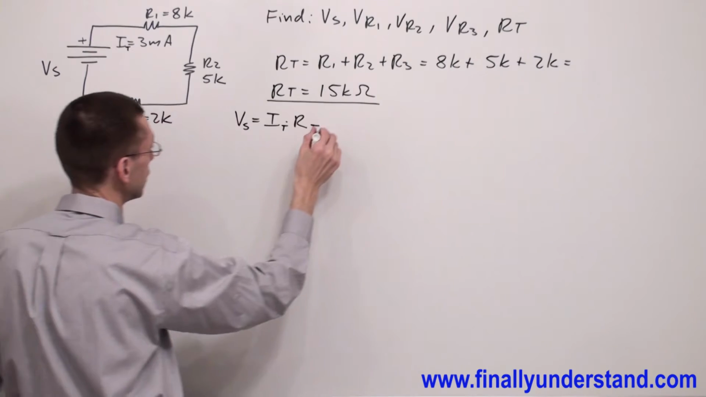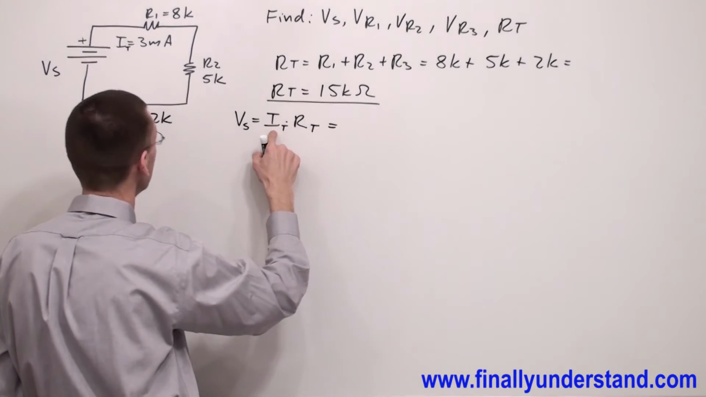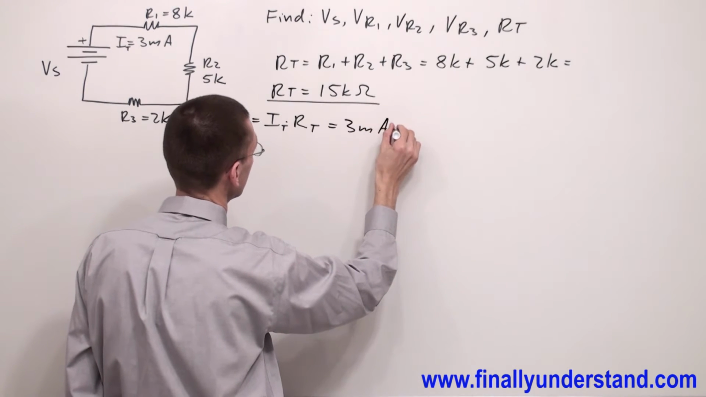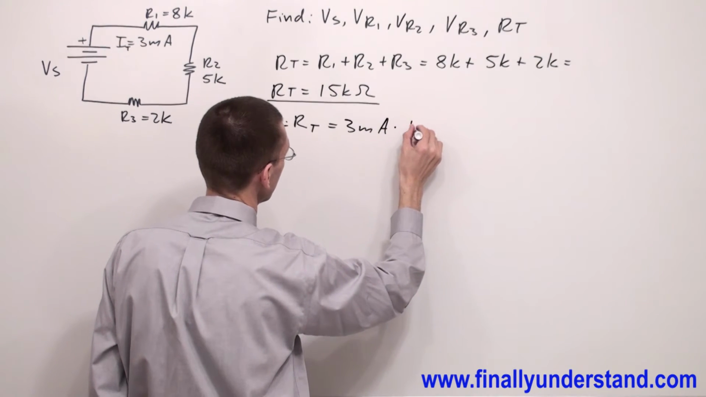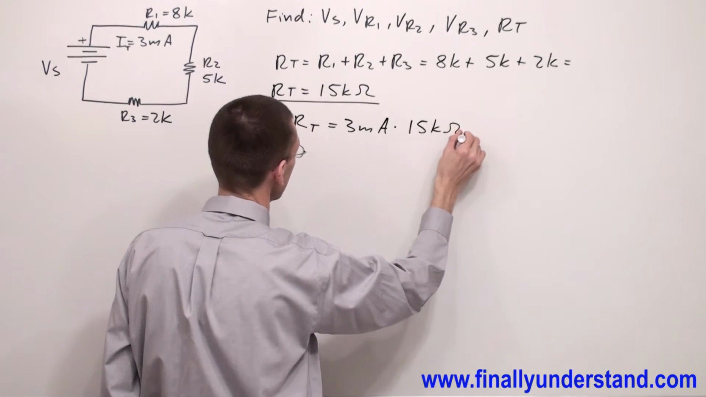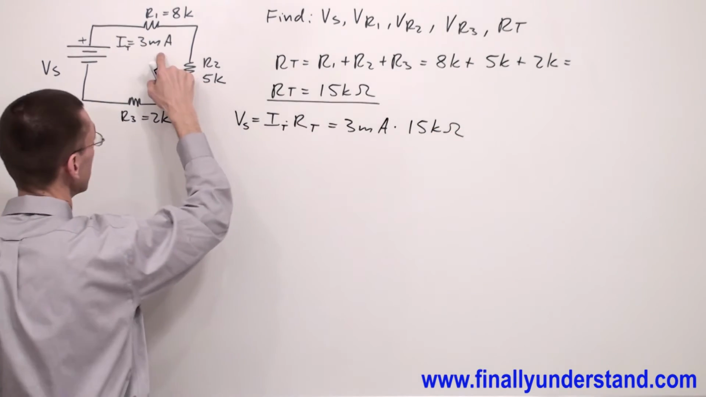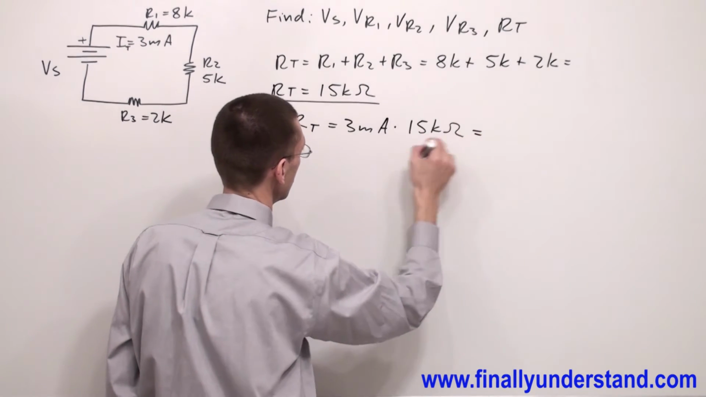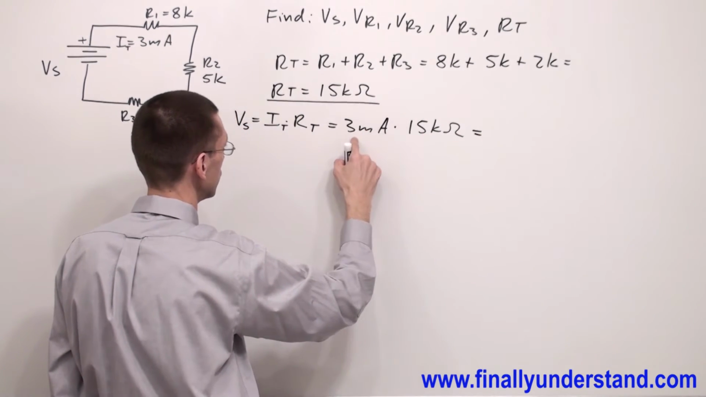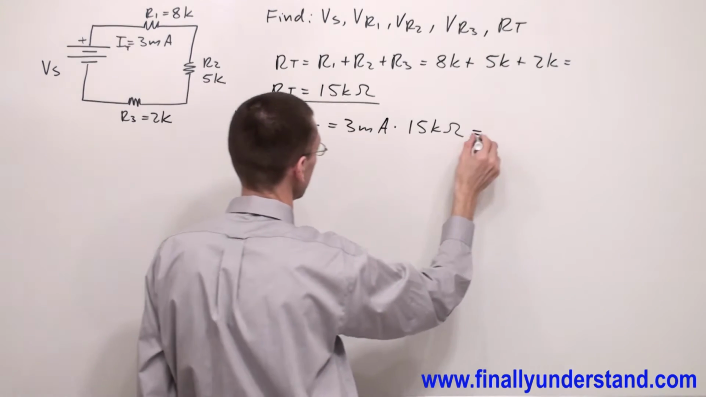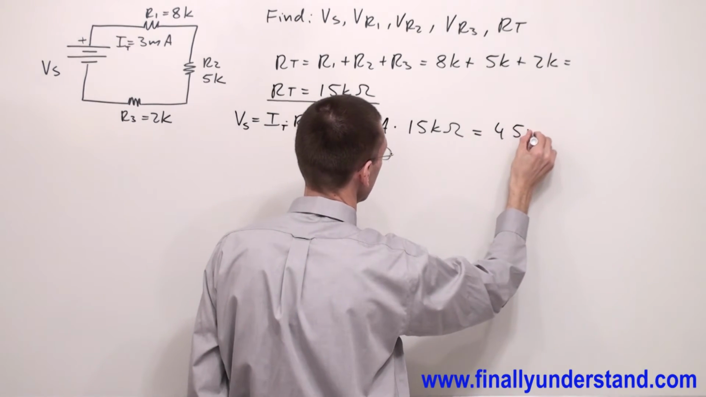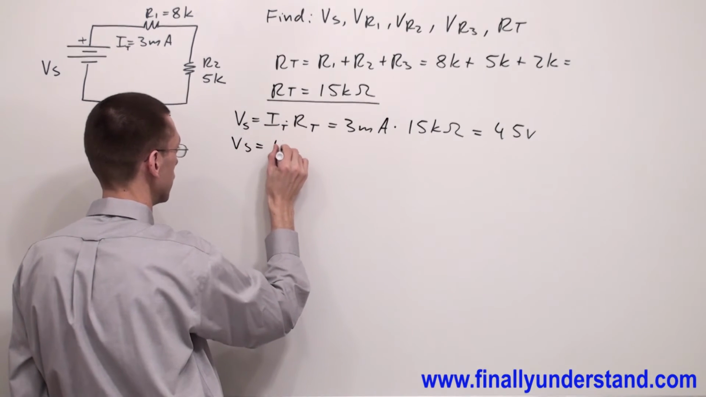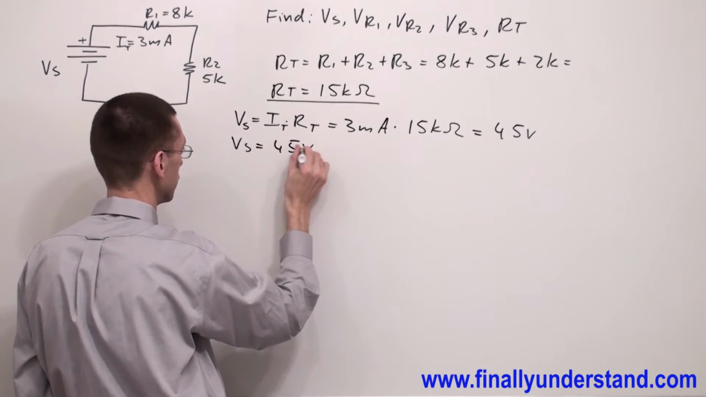Okay, so simply I'm going to just write 3 milliamps times 15 kilohms. My total current is 3 milliamps, total resistance is 15 kilohms. Multiply these two values together and you are going to have 45 volts. My voltage source is equal 45 volts.